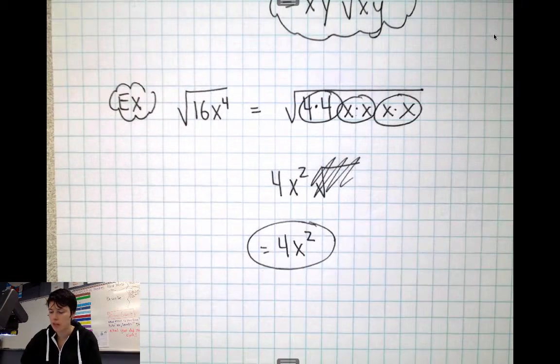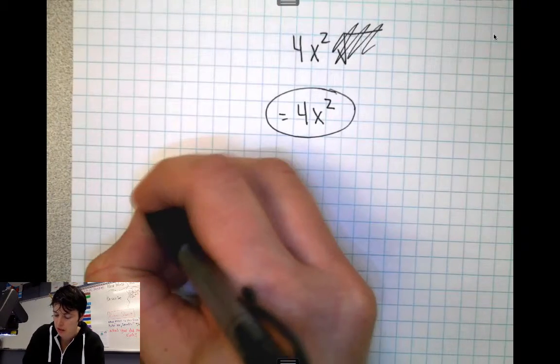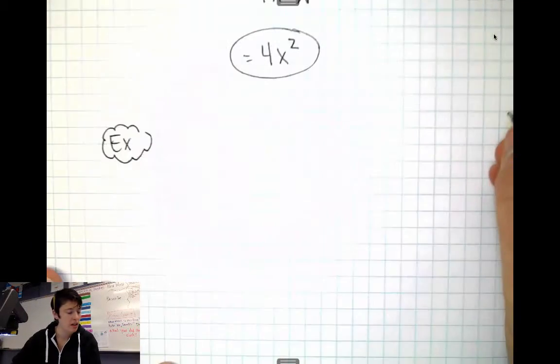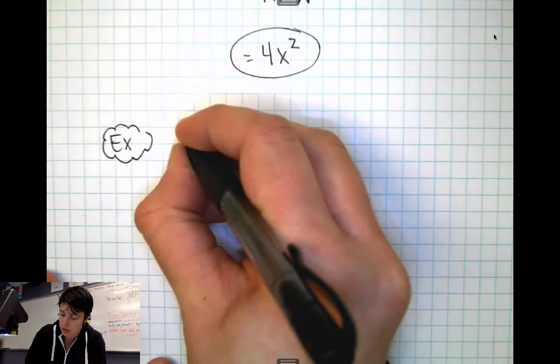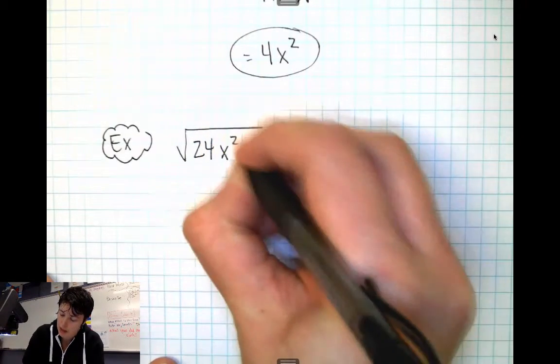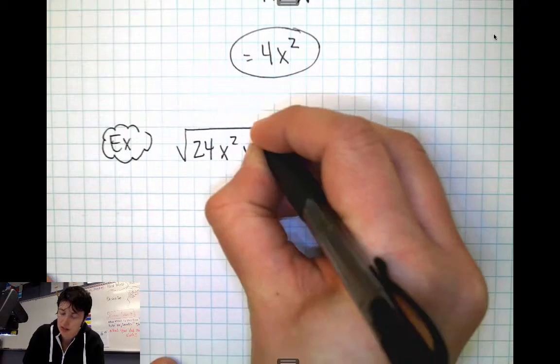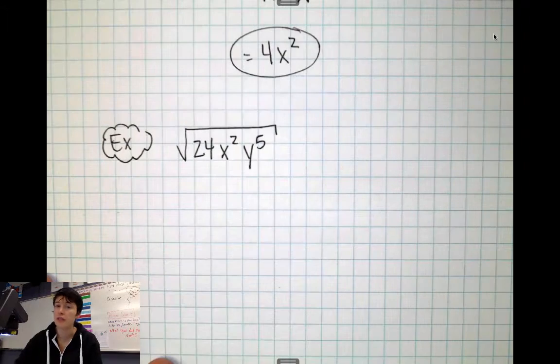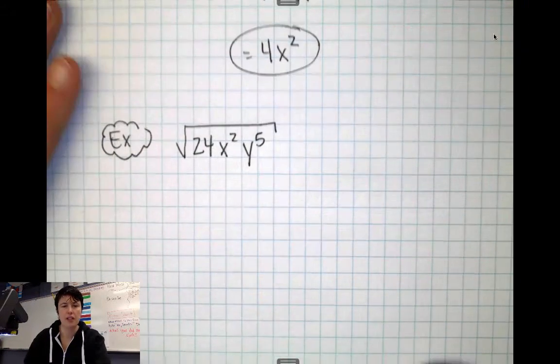Why don't you try one? Let me give you one. And you can pause the video and see if you got the hang of this yet. So I'm just kind of showing you lots of examples here. So try this one, square root of 24x squared y to the fifth. Pause the video and see if you get it right. Okay, so hopefully you're unpausing the video, and we're going to see if you did this correctly.